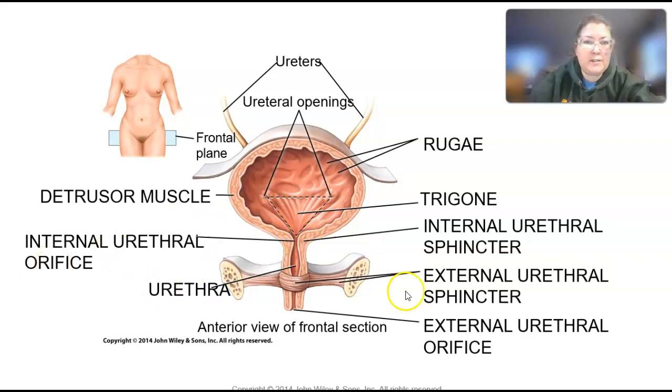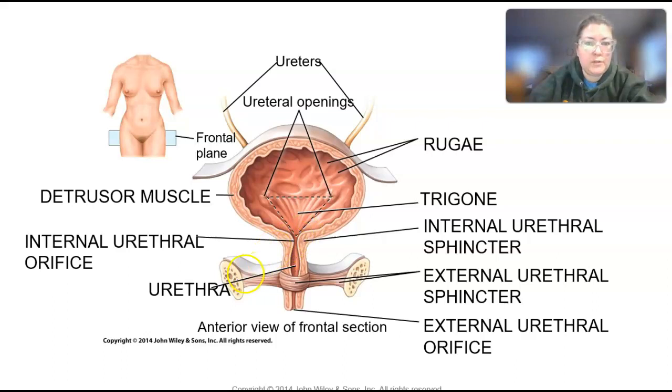The trigone is the area of the bladder where we connect our two ureteral openings with the internal urethral orifice. So this space is extra special because the rugae are extra deep, and this is where we have the greatest degree of compression that's available from those transitional epithelium in concert with the detrusor muscle. So this detrusor muscle is the combination of smooth and skeletal muscle that make up the muscular layer of the bladder.